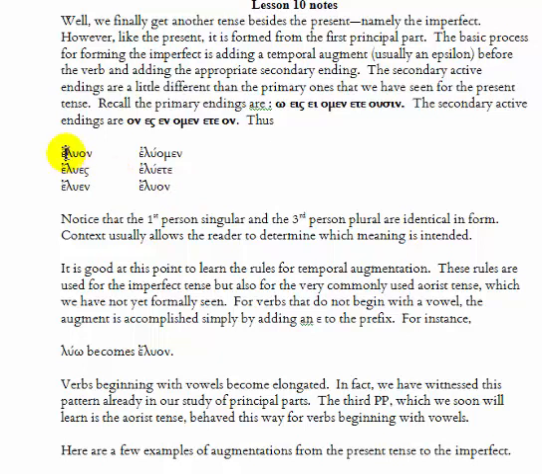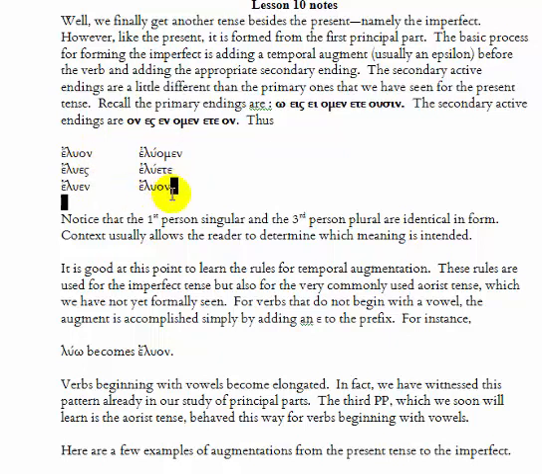Notice there's also an augment here of an epsilon. That's another characteristic of the imperfect. So two things: one, the augment; two, the new ending, which we'll call a secondary ending, which will be affixed to the stem. That's how you form the imperfect: eluon, eluos, eluen, eluomen, eluete, eluon.